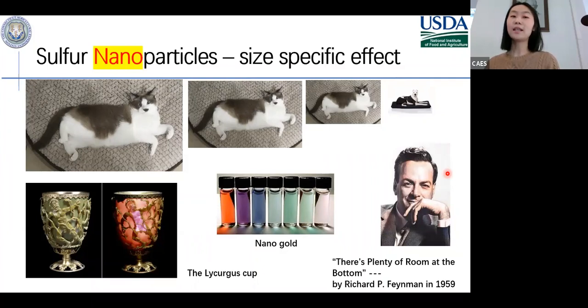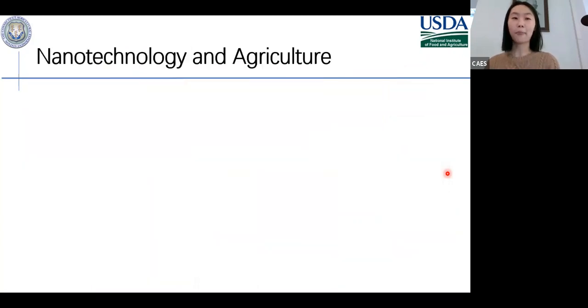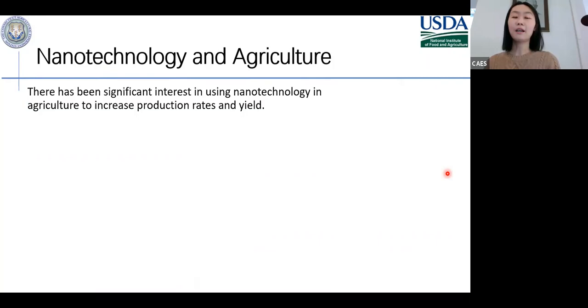So in this study, the material that we're gonna use as an alternative to the bulk sulfur is the sulfur nanoparticles. Another reason is that nanotechnology has been demonstrated to be very promising in the agriculture field. There has been significant interest in using nanotechnology in agriculture to increase the crop yield and also the quality.